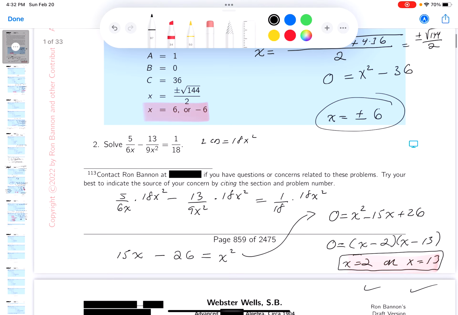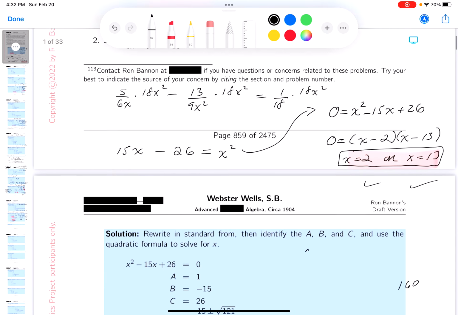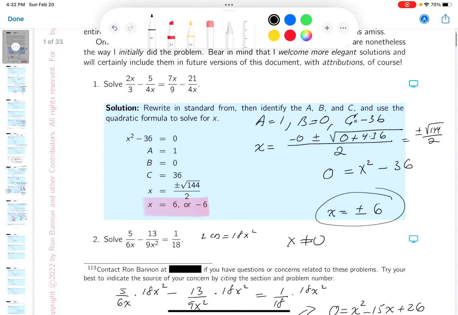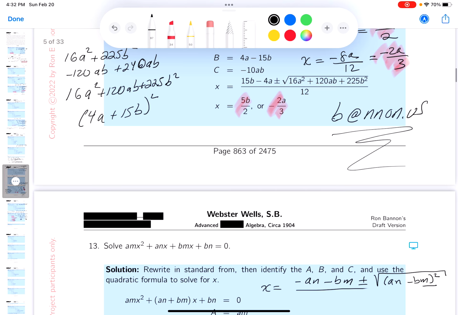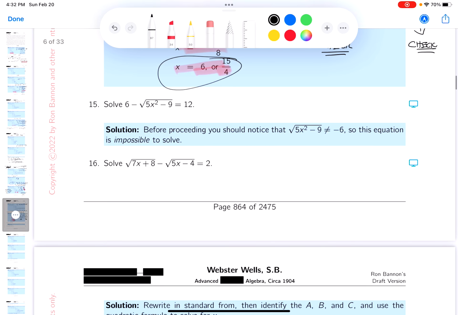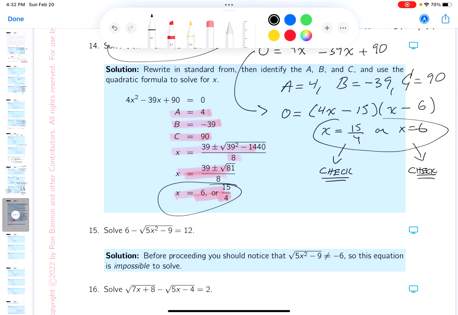And I know something over here, x can't be 0. Let's look at the answers. I'm not getting 0, so I'm not worried about it. Over here, x can't be 0. I'm not getting 0, so I'm not worried about it. So let me go back to the problem that we're on. And I want to point out that checking, although you may think it's optional, is something that you should consider doing.